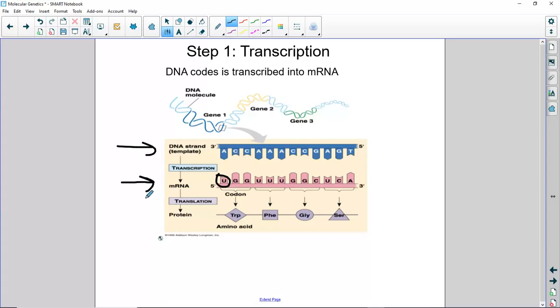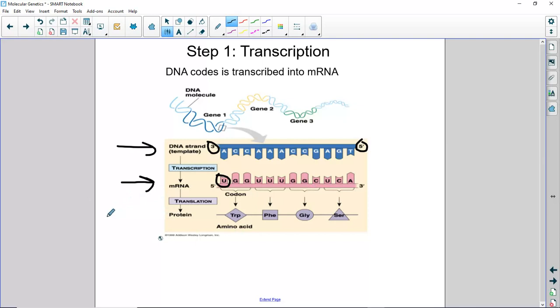So all three types of RNA are used. So what happens? RNA polymerase separates the DNA strand and synthesizes a complementary strand of RNA from one of the DNA strands. That's why you need the 3 to 5, which we covered in an earlier screencast. So you have a 3 to 5 directional DNA, and your RNA is going to be 5 to 3.